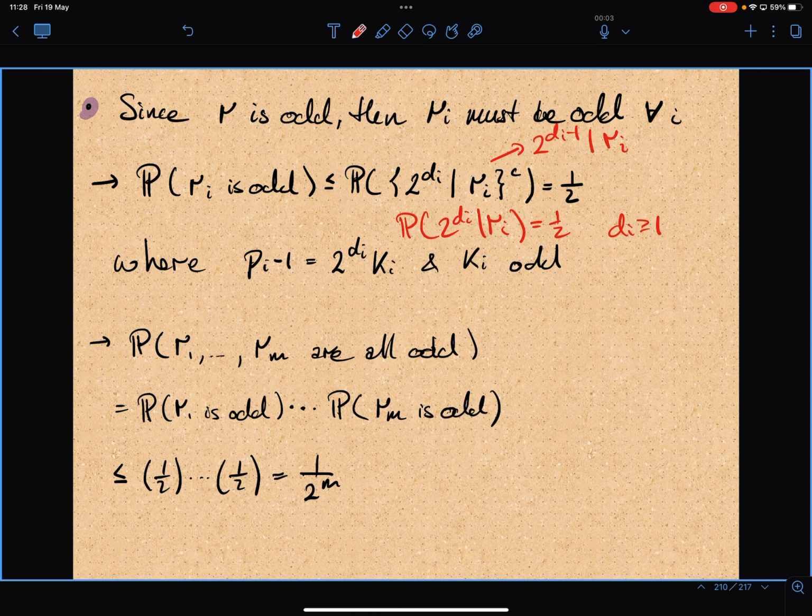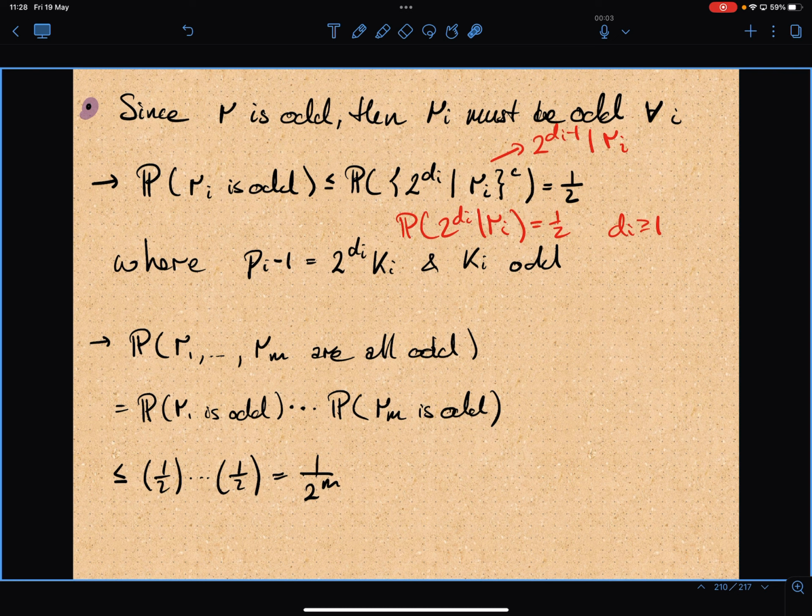And in here, we just need to have an upper bound of 1/2 for Ri being odd. So the probability of Ri being odd is equal to that. And then if we put all the prime components together, we want to show, and this is true for every i, the probability that all the Ri's are odd, since these are independent, is the probability that R1 is odd times the probability that R2 is odd, and so on until the probability that Rm is odd. And for each of them, we have an upper bound of 1/2. And we just multiply them all together, and we get an upper bound of 1/2 to the m.